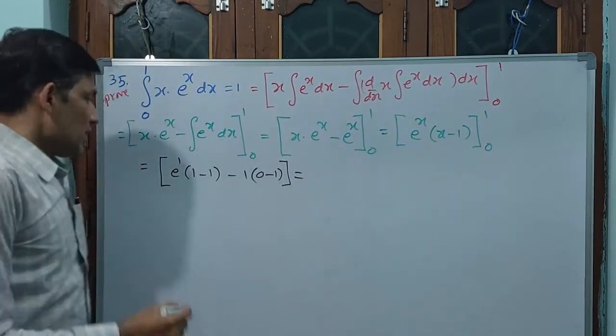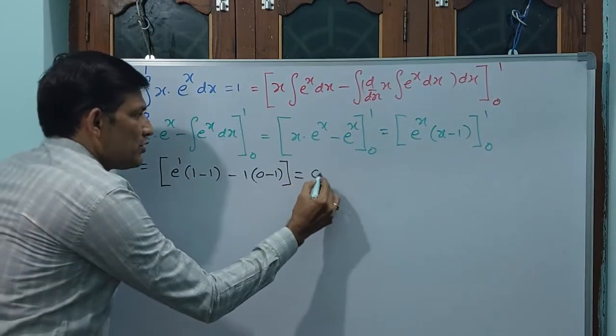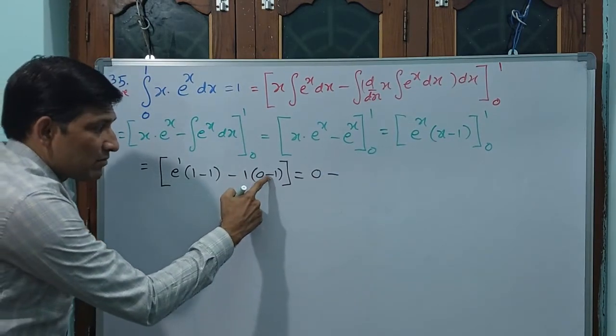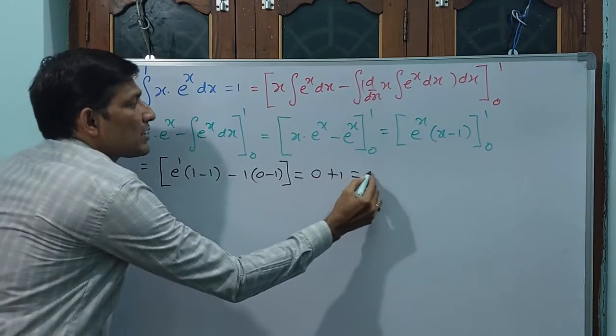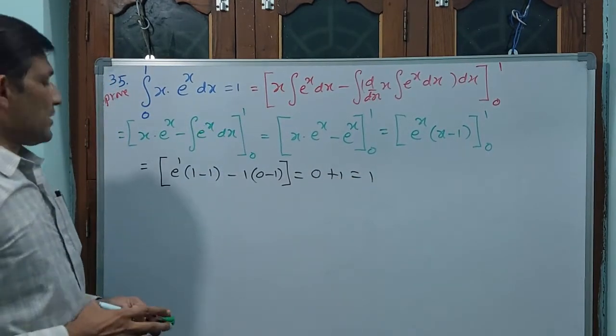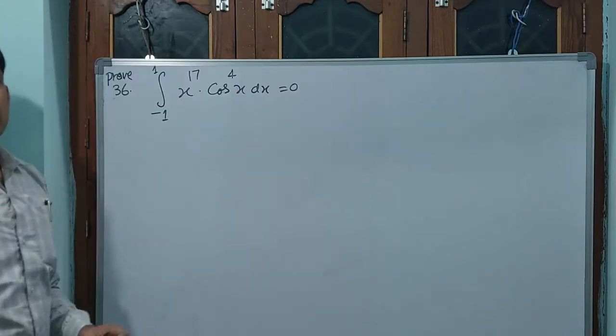0 minus 1. See, this is 0. 0 minus 1 into minus 1. Minus 1. Minus of minus 1 plus 1. That is equal to 1. Is this the answer? Yes. RHS. Take this, we will go for the 36th question.